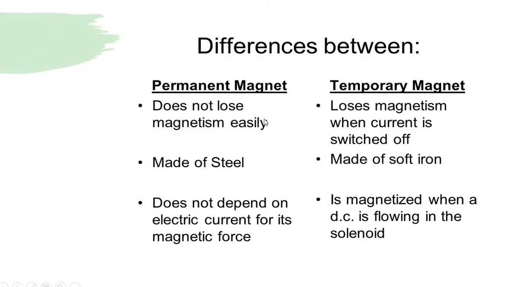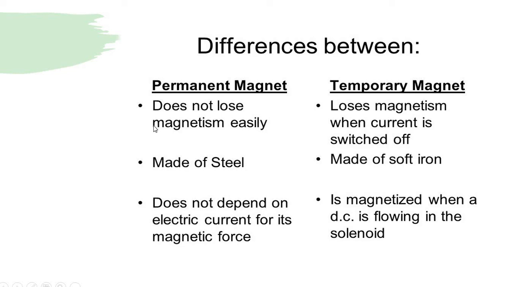Now coming to the differences between permanent magnet and temporary magnet. When we talk about the temporary magnet, electromagnet is a temporary magnet. Electromagnet is a kind of magnet which works when electric current passes through the iron and the copper coil. At that time only it behaves like a magnet. So now coming to the differences between both of them.